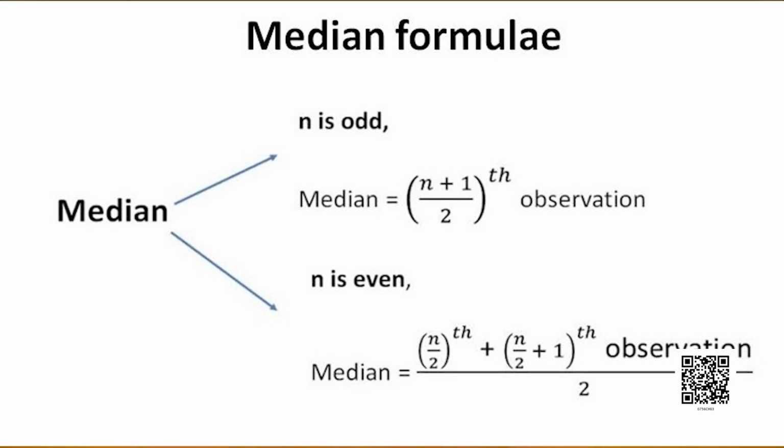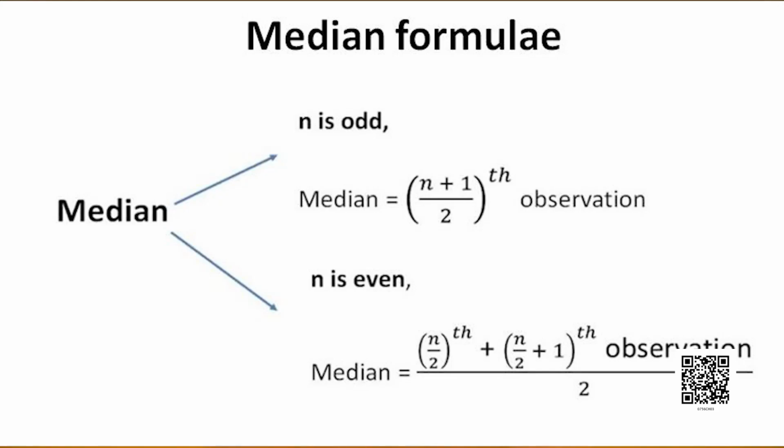So when the observations are odd, you will find the median with the help of the formula (n plus 1) upon 2th observation. That means first you will find out how many observations there are. In the example we had, there were 7 observations. So n is the total number of observations.